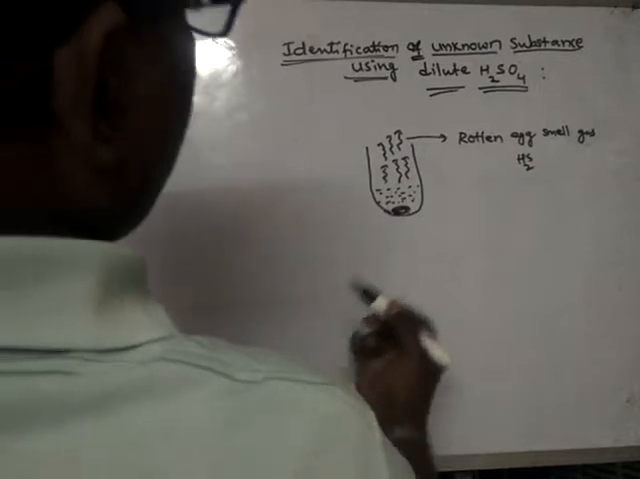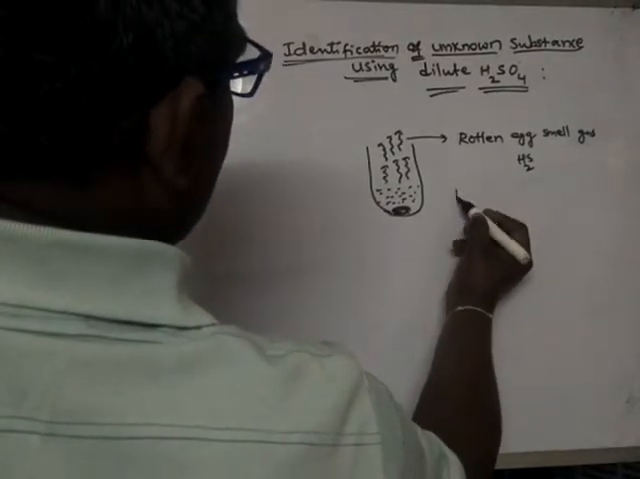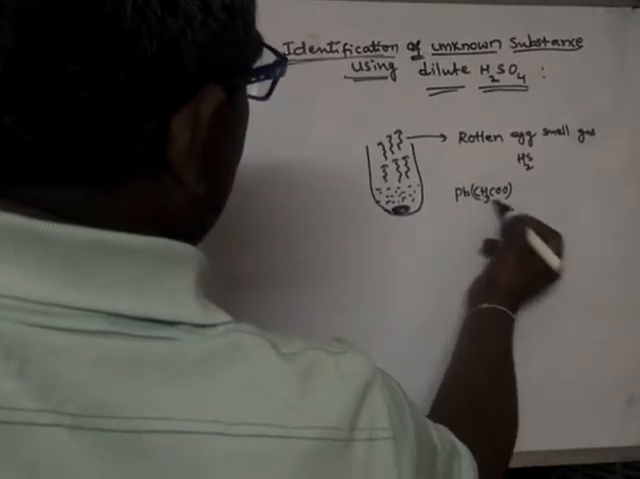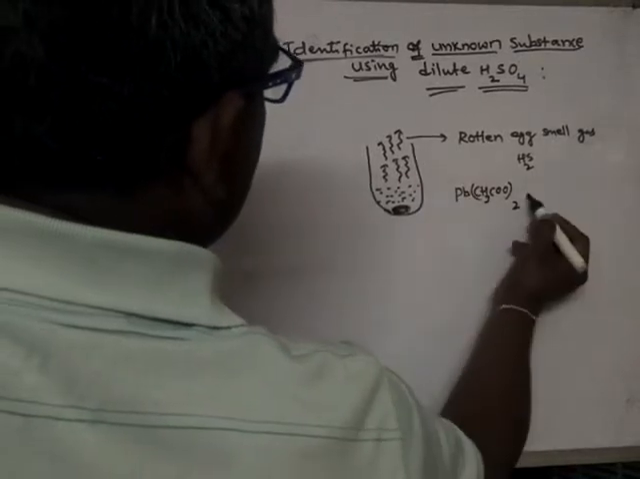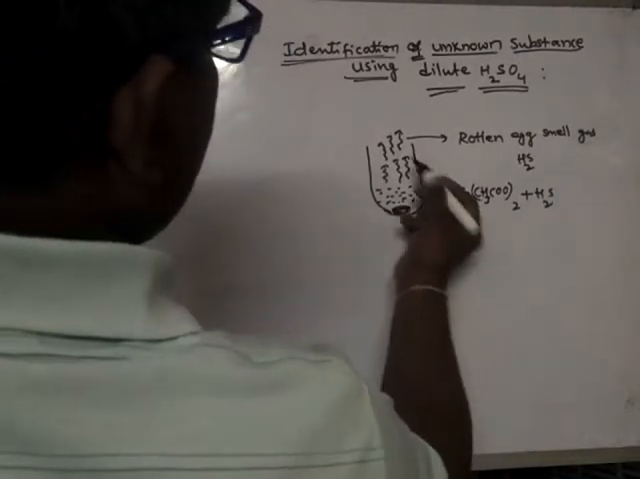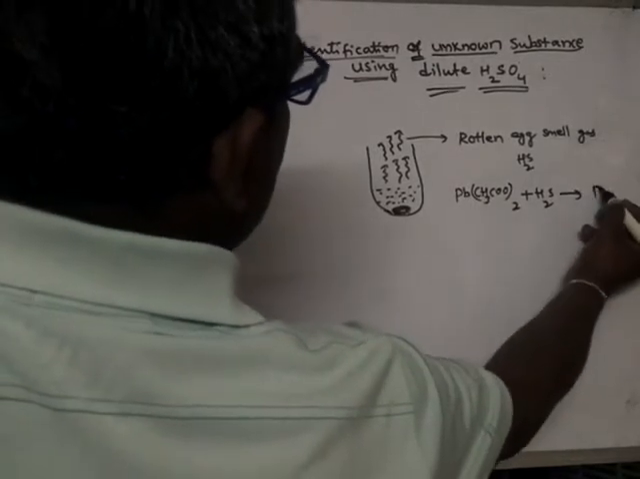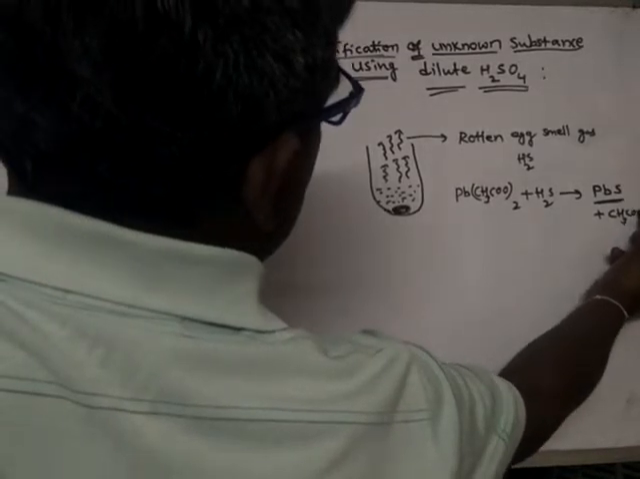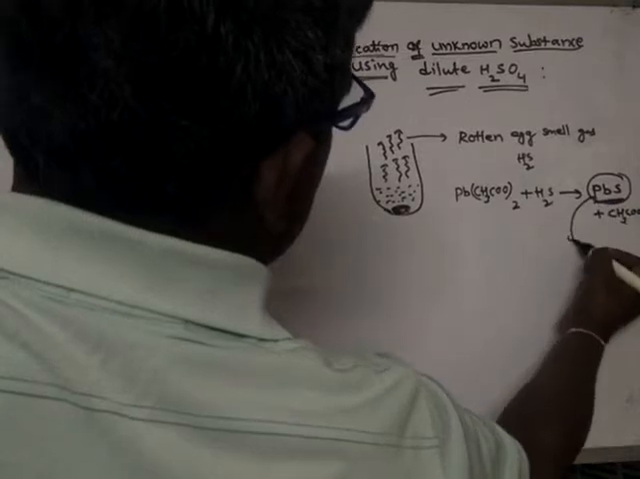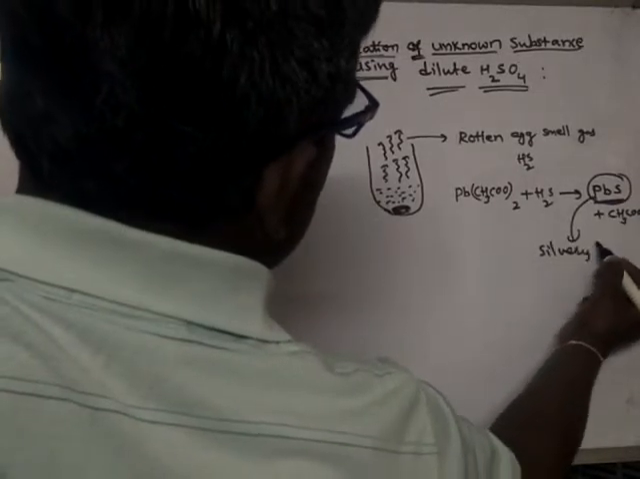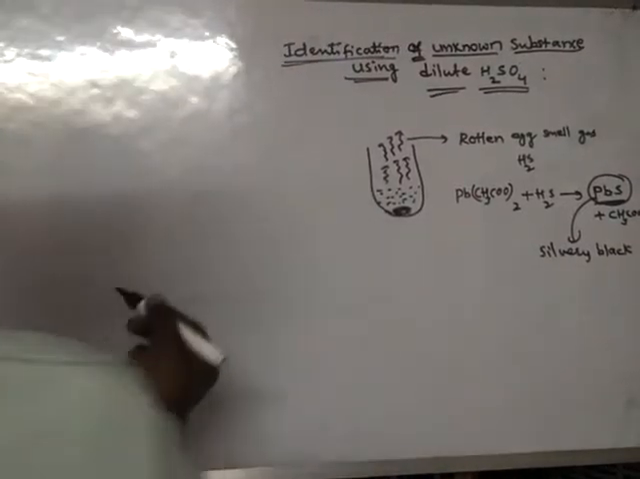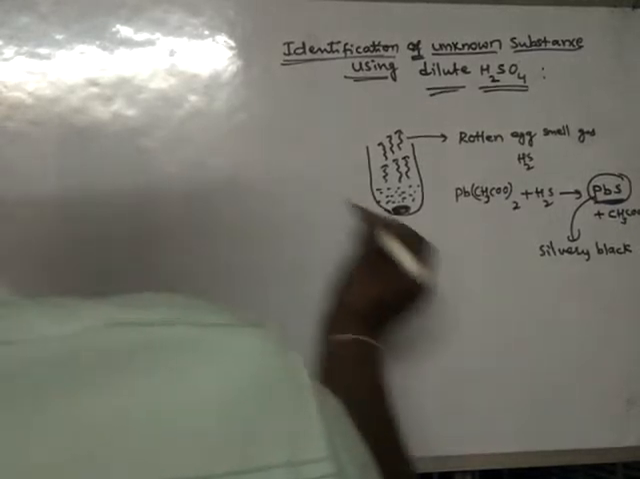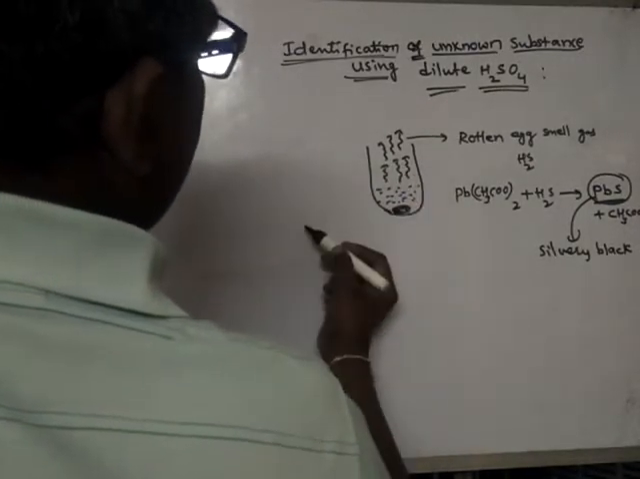So for further confirmation, we use lead acetate paper. When lead acetate is exposed to this gas, what happens? A silvery black colored lead sulfide is formed, along with the formation of acetic acid. So a silvery black substance is formed. From this it is understood this gas is H2S.